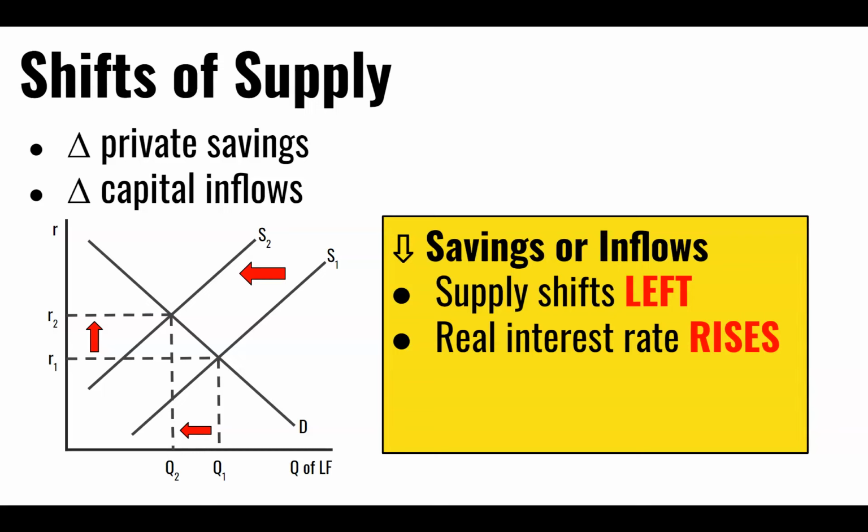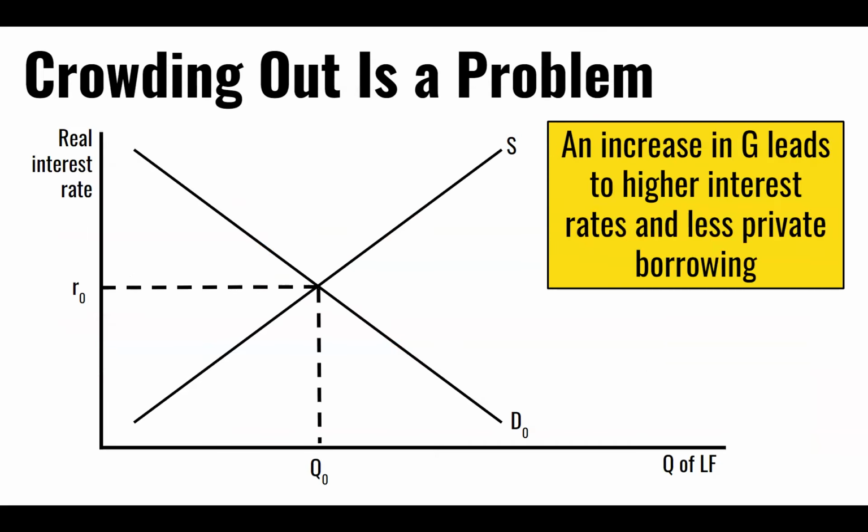And so what we learn is that expansionary fiscal policy drives the budget balance towards deficit and can lead to a concept known as crowding out. Crowding out occurs when there's an increase in government spending that leads to higher interest rates. Those higher interest rates result in less private borrowing occurring because private borrowers are crowded out, squeezed out of the market. How does it work?